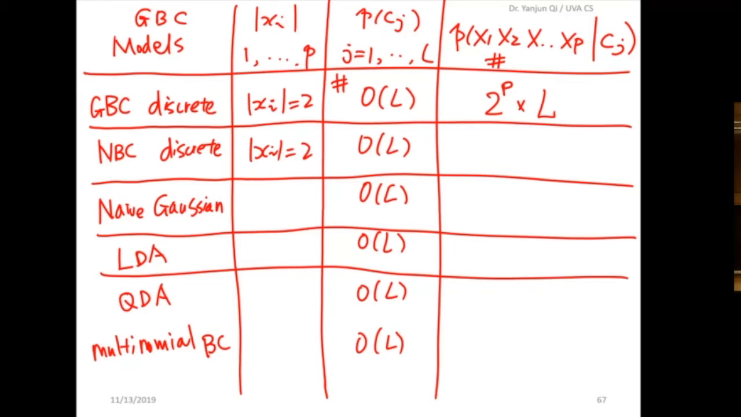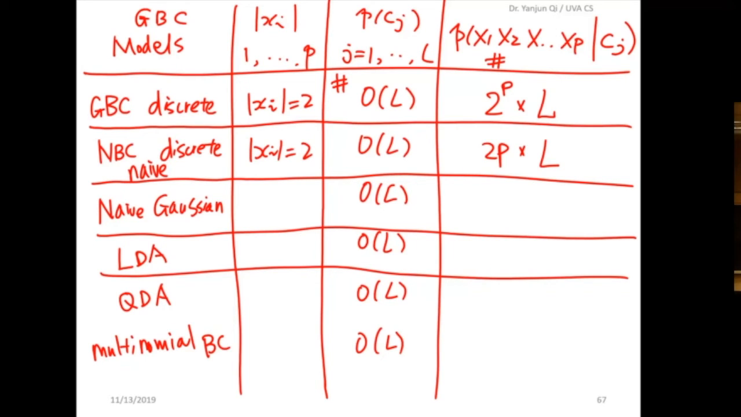So when you have a naive assumption, they are all independent from each other, which makes the number of parameters for each variable just 2, and I have p variables to estimate. This makes the full number of parameters 2p times L. So we already covered this, right? All right. And then let's see the naive Gaussian case.